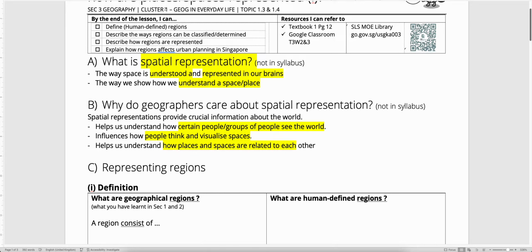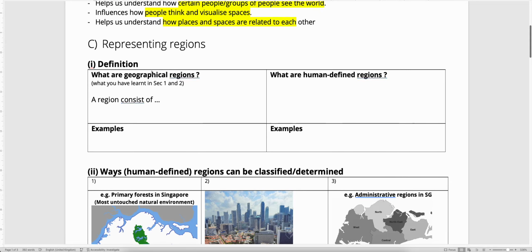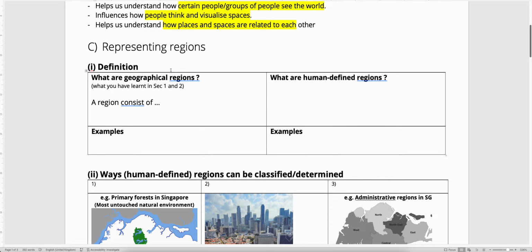So let's get to the term first. From Sec 1 and Sec 2, you've already learned the term regions, or what we call geographical regions. So what are geographical regions? A geographical region is a region that consists of several countries. For example, in Singapore, we are living in which region? We are living in Southeast Asia. It's made up of several countries like Singapore, Malaysia, Thailand, Indonesia, Philippines, so all the Southeast Asian countries.